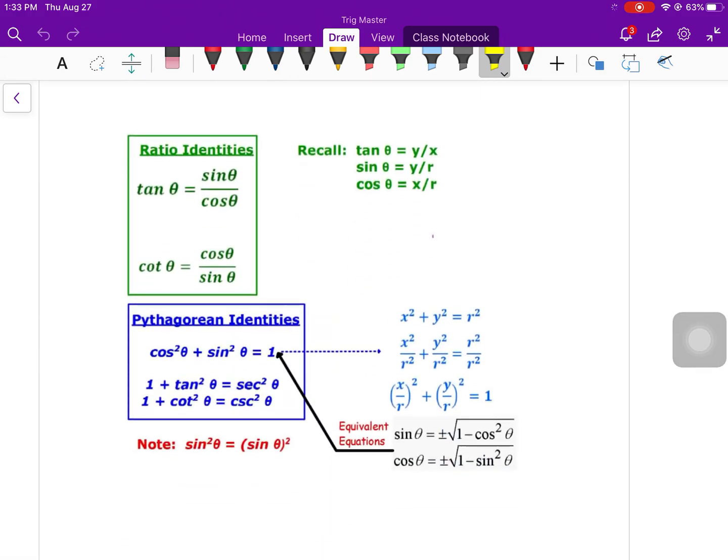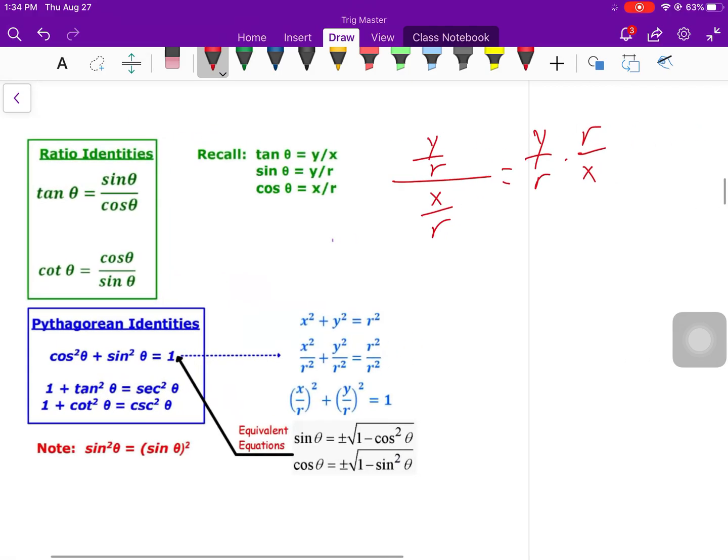Okay, these ones are going to be a little bit new. So tangent of theta equals sine of theta over cosine theta. Just a quick reminder as to why that would be. If we look at our circle definitions, sine of theta is y over r, cosine is x over r. If you have a fraction divided by a fraction, that's the numerator fraction times the reciprocal of the denominator fraction. R's are going to cancel out. You've got y over x, which is the circle definition of tangent.